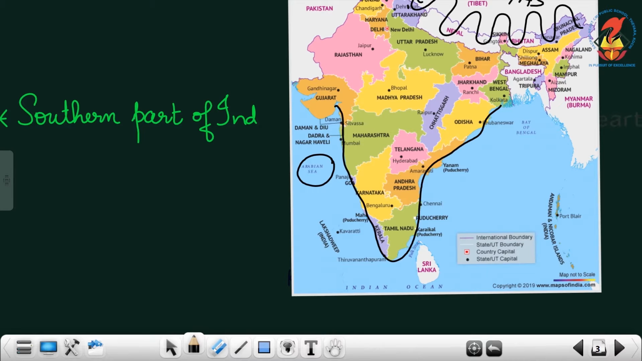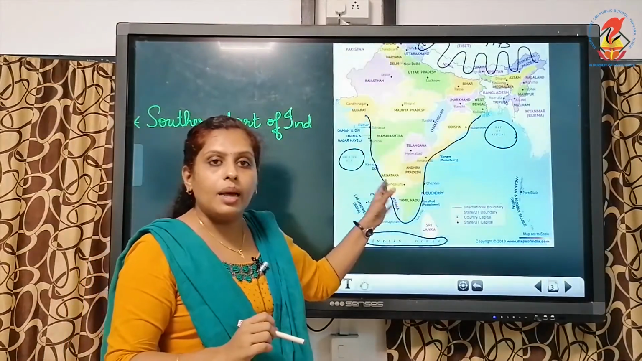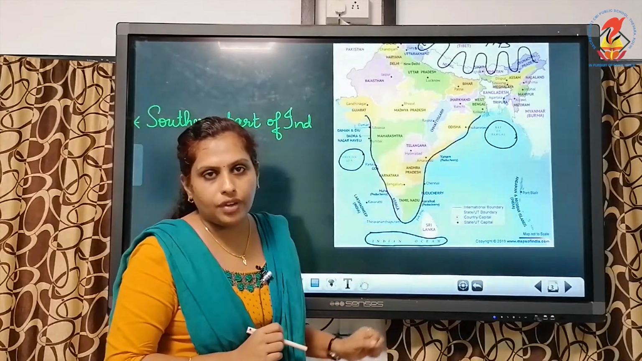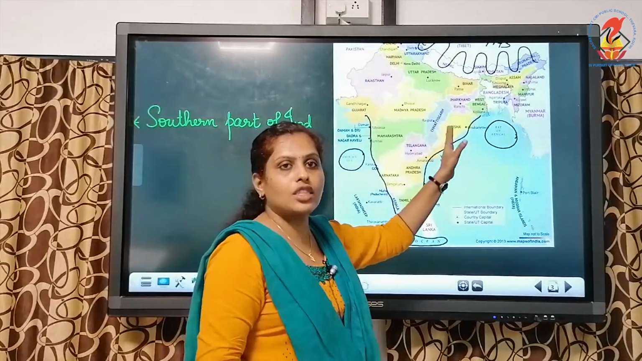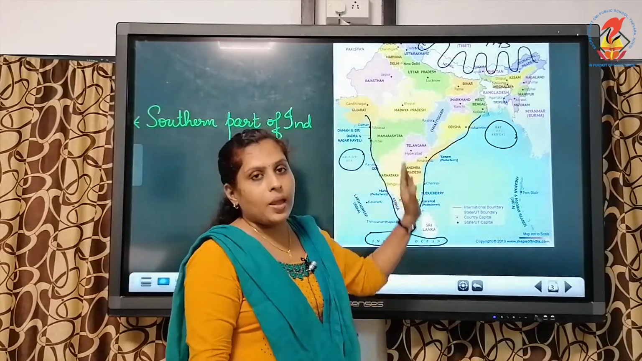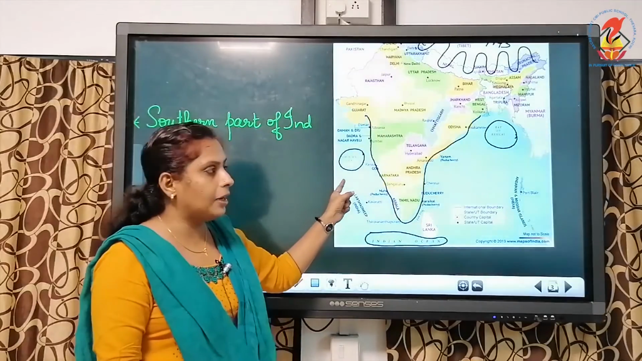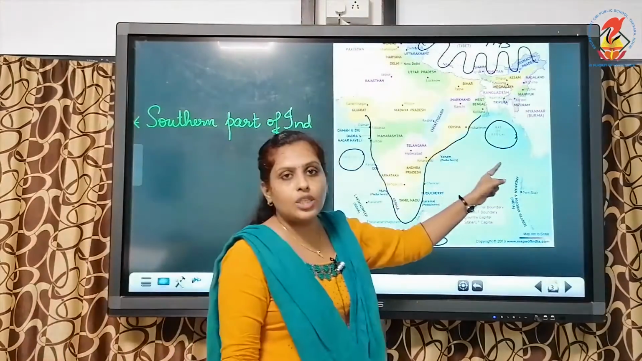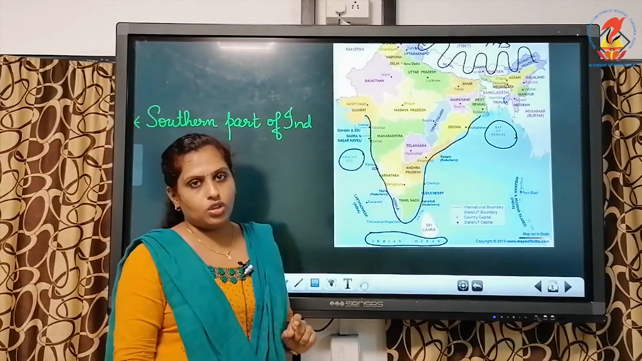On the east side of India, we have the Bay of Bengal, and on the southern side, we have the Indian Ocean. These are the water bodies that surround the peninsula, or the southern part of India. I'll repeat it once more. Our southern part of India is called the peninsula, and it is surrounded by water bodies. On the west we have the Arabian Sea, in the east we have the Bay of Bengal, and in the south we have the Indian Ocean.